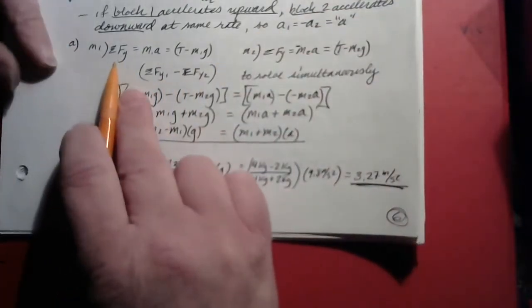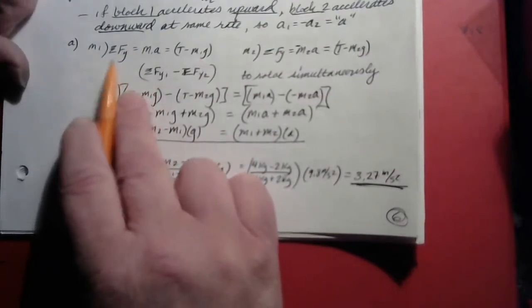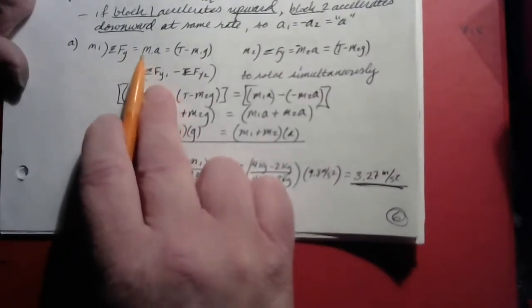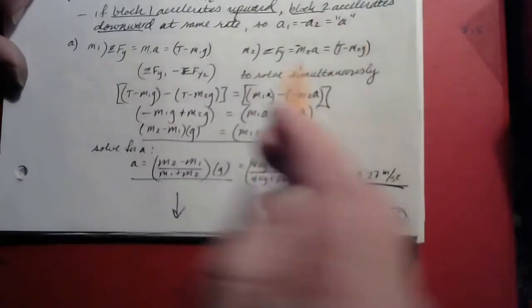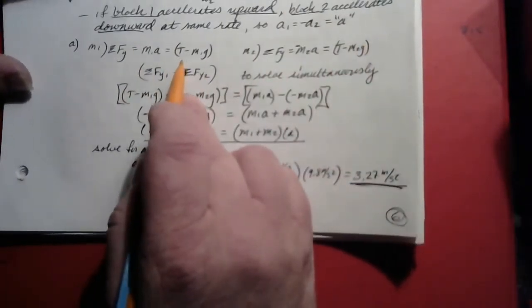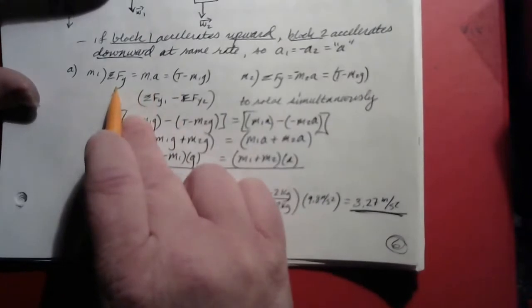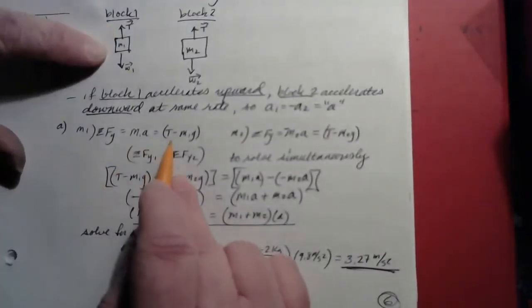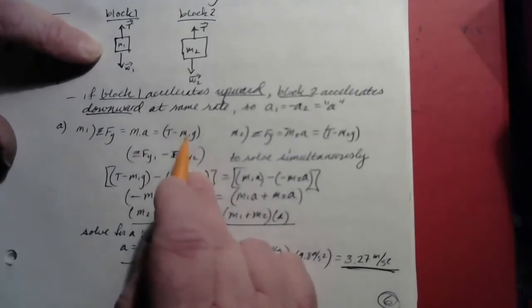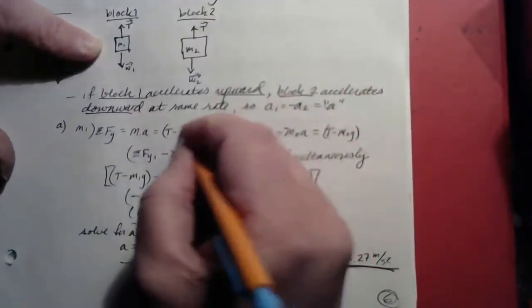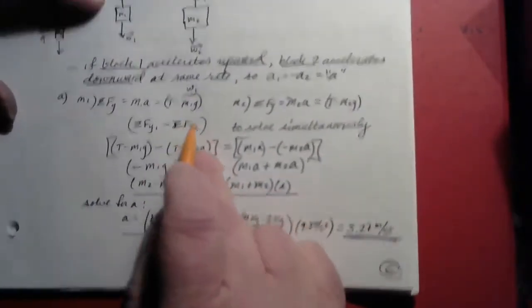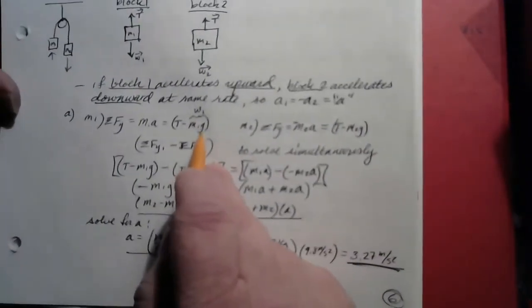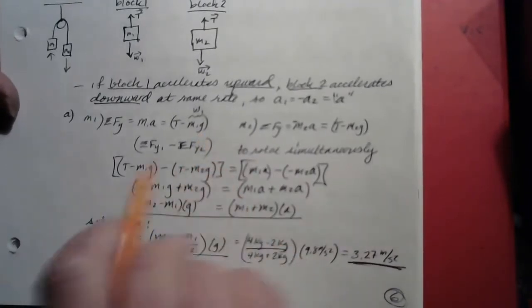So for block 1, the sum total of all of the forces in the Y direction would be equal to the mass of block 1 times its acceleration, of course, because F equals ma. But in terms of our diagram here, the total of all of the forces on block 1 in the Y direction would be the tension in the line minus the weight. Weight is mass times gravity, so weight of block 1 would be mass of block 1 times g, or gravity.